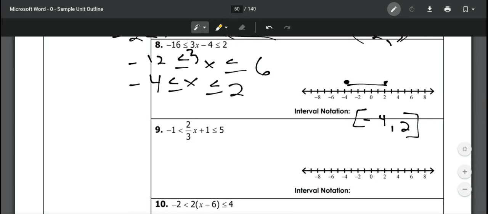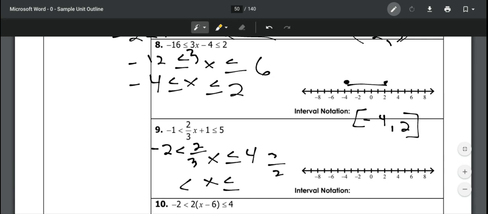All right, number 9. I thought I would do it with you since it has the fraction. So first part on the left side, we're going to minus 1 on each side to get negative 2. And then we get 2/3 x. And then for the other one, we're going to minus 1 to this side. We're going to get a 4. And then we're going to times by the reciprocal, so 3 halves. And so we're going to times by 3 halves here. And so that cancels, and that's a 2.